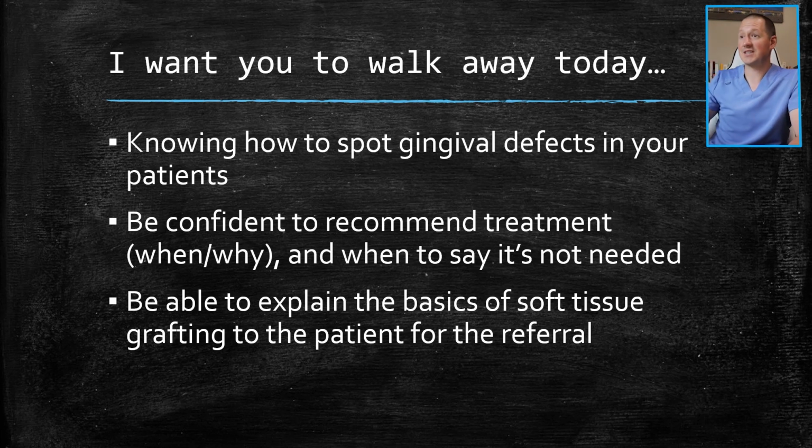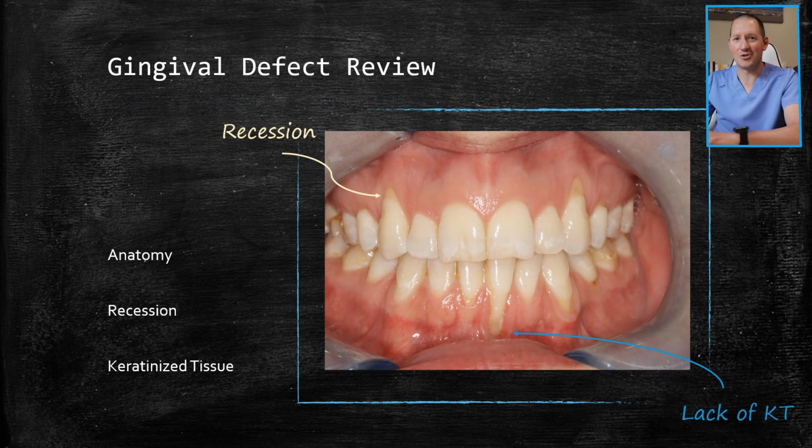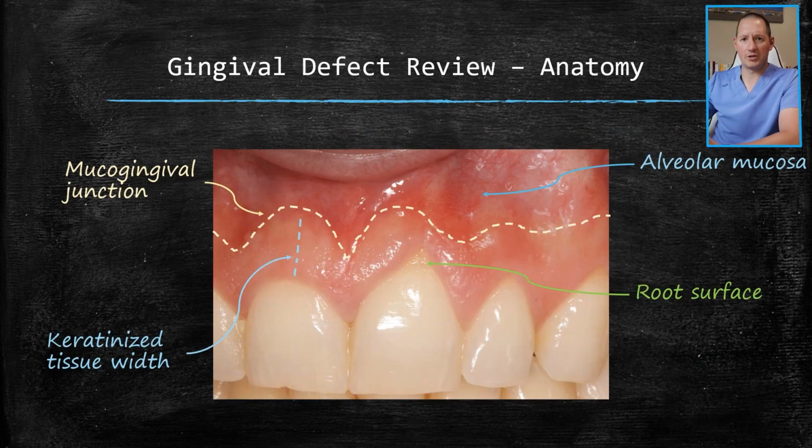All right, so let's get right into it here. We're going to go through a gingival defect review. We're not going to go through the histology, don't worry, anything like that. So a couple things, right? When we look at a gum tissue, these are the things that should be coming to mind. First off, mucogingival junction here, kind of in the yellow.